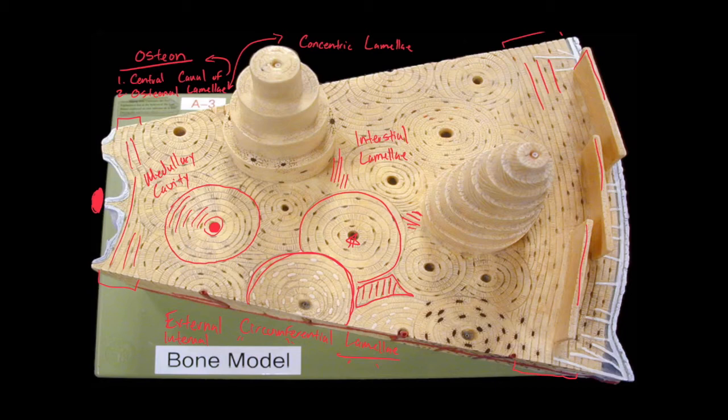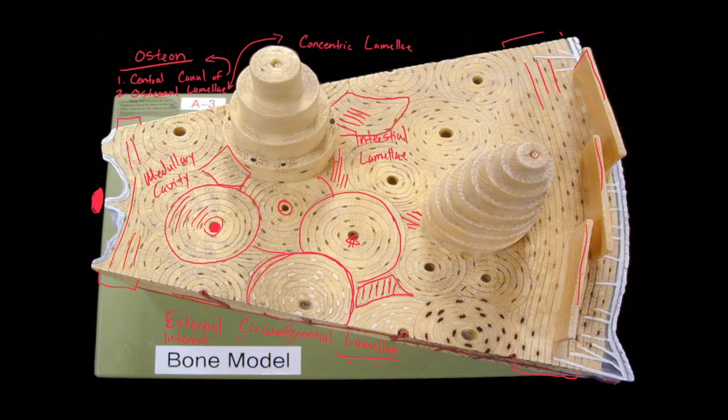The only difference between interstitial lamellae and an osteon is that interstitial lamellae do not have a central canal of an osteon. So for example, right here we have this section, and we have all these layers. Since it doesn't have a central canal of an osteon, it has to be interstitial lamellae. These right here are osteonal lamellae because they still have a central canal of an osteon that they surround. These layers right here, again, are interstitial lamellae because there's no central canal of an osteon.